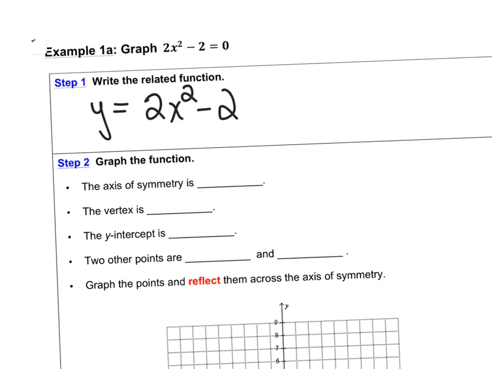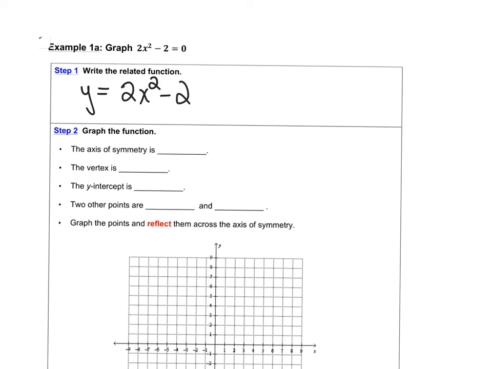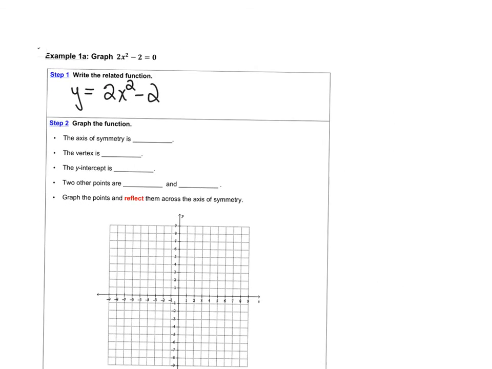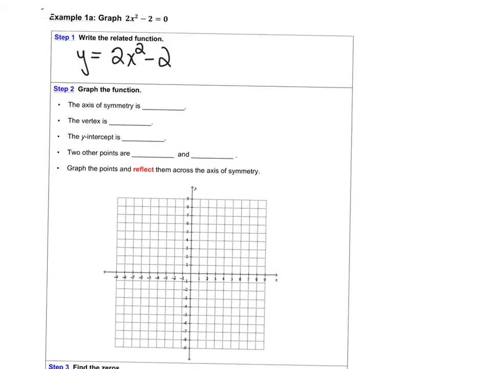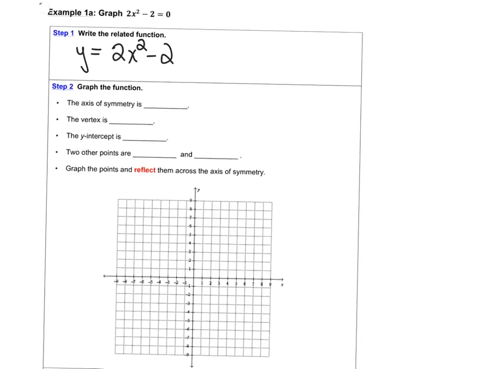I would like for you to, on your own, find the axis of symmetry, find the vertex, the y-intercept, 2 separate points, and then graph the entire function.